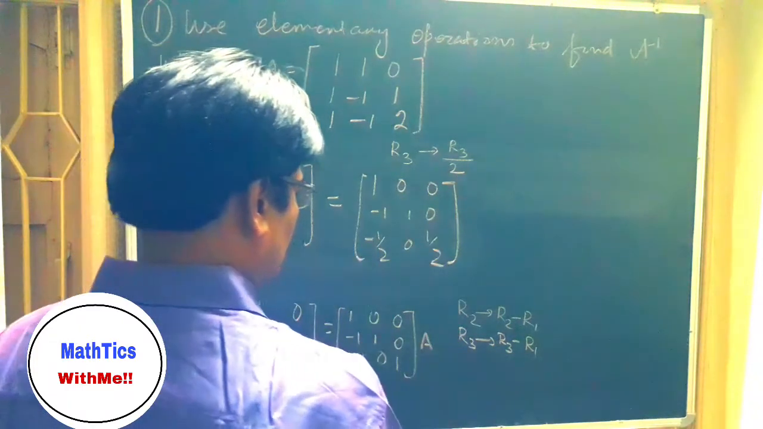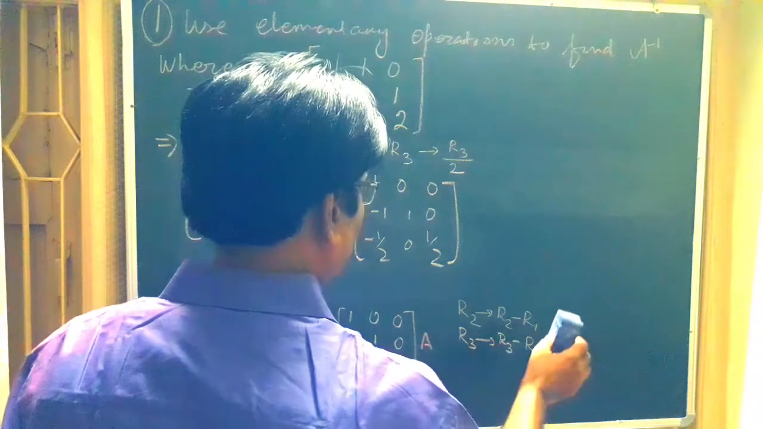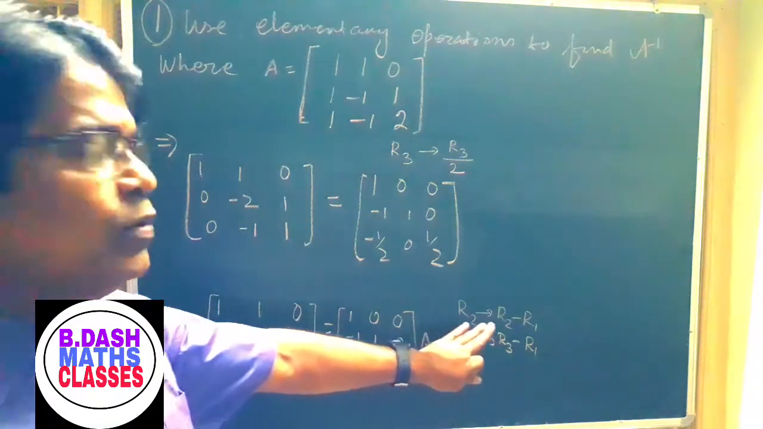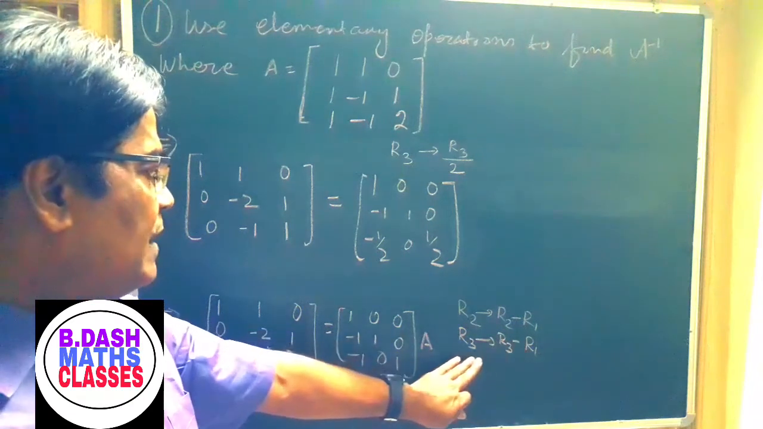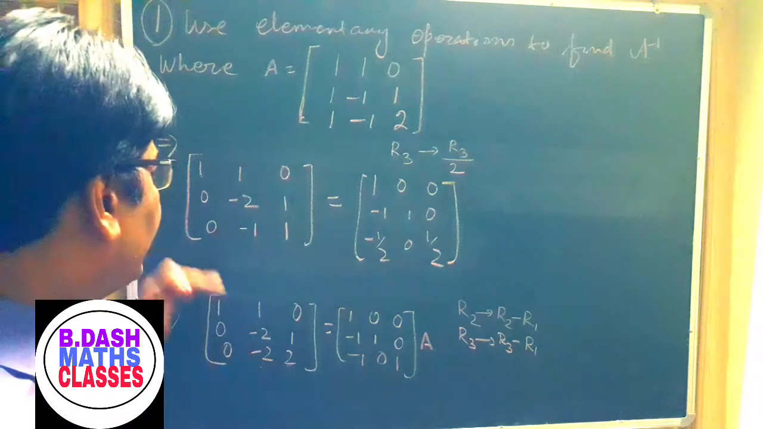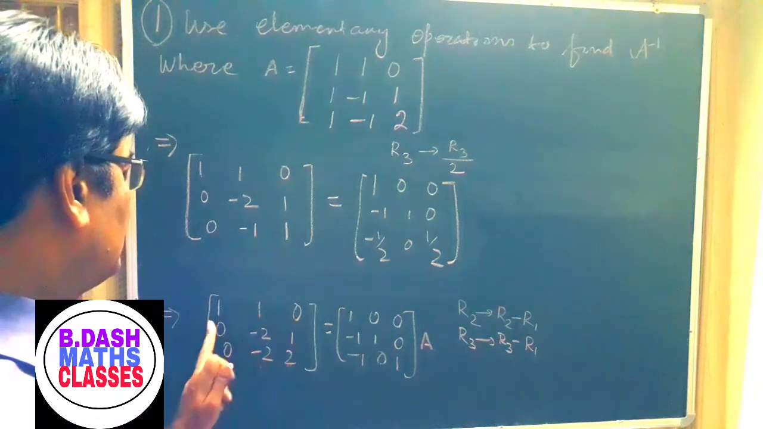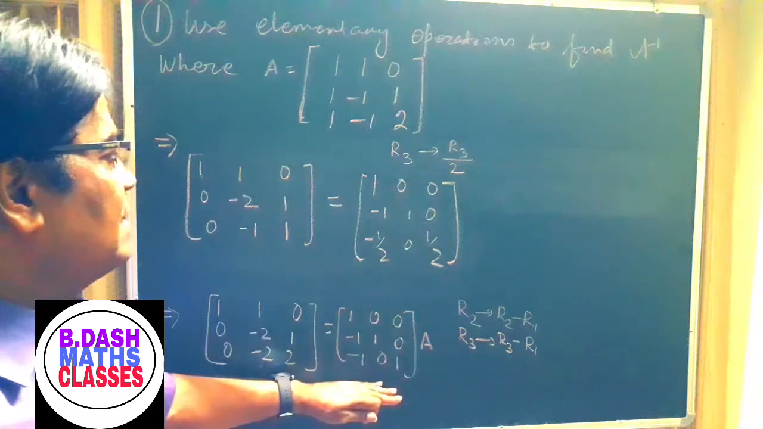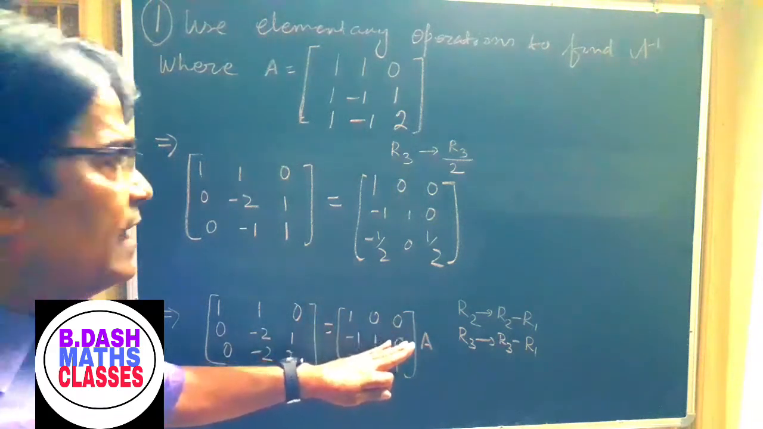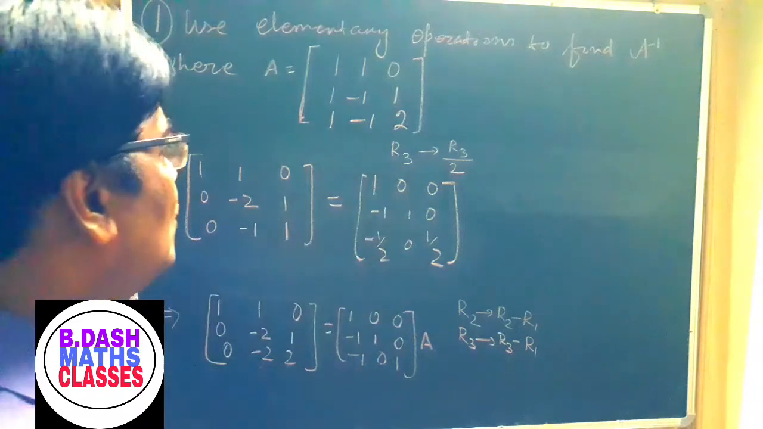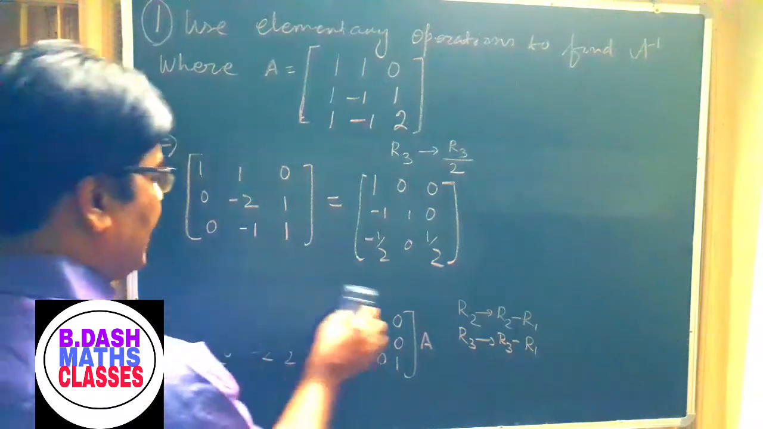After applying row 2 replaced by row 2 minus row 1, row 3 replaced by row 3 minus row 1, our aim is to bring 1 0 0, 0 1 0, 0 0 1, so that automatically this side the matrix will be changed and we will get the inverse of the matrix. Then we are replacing row 3 by 2.